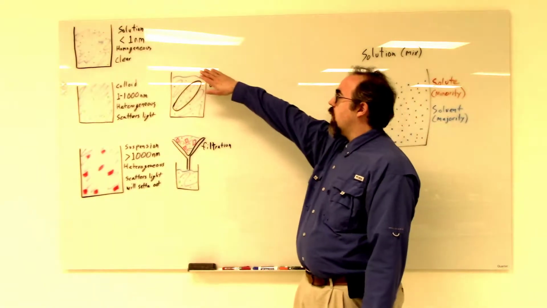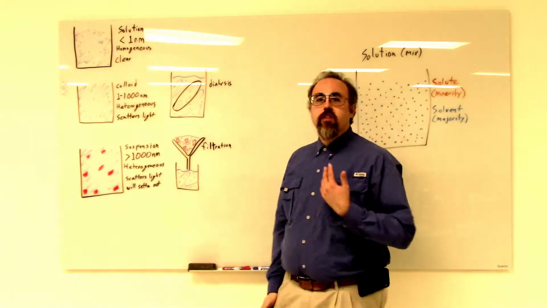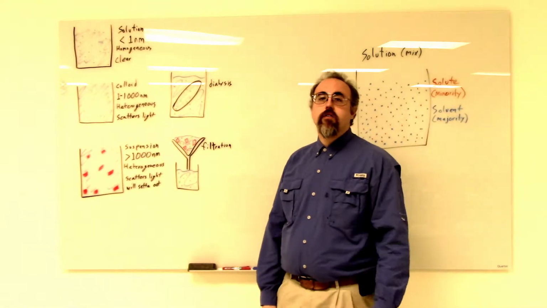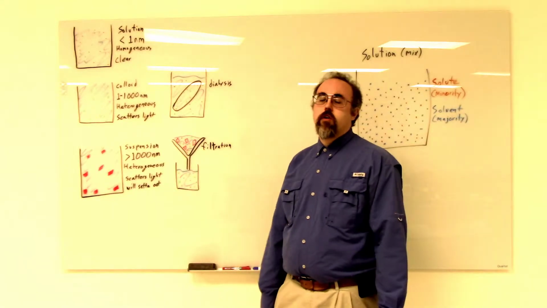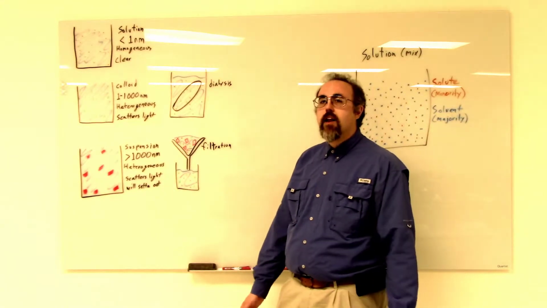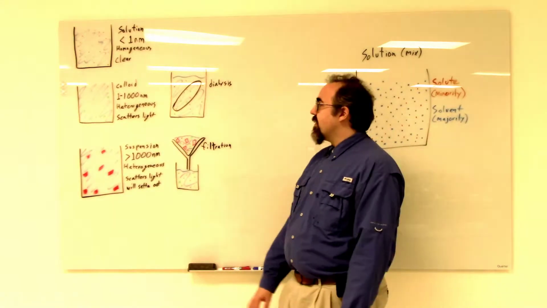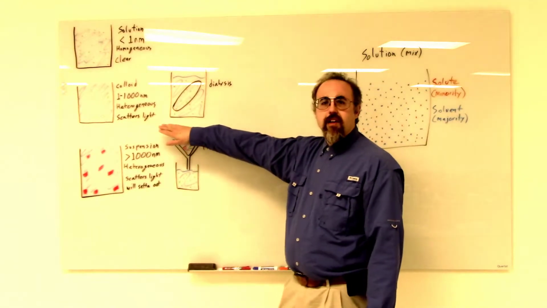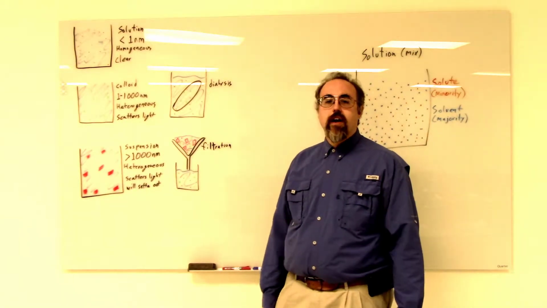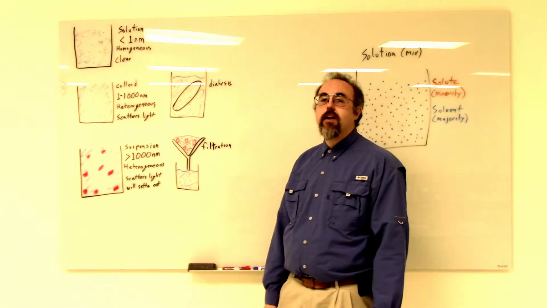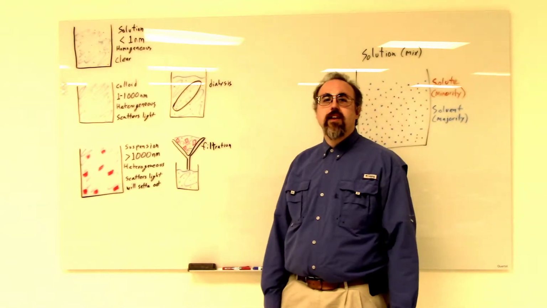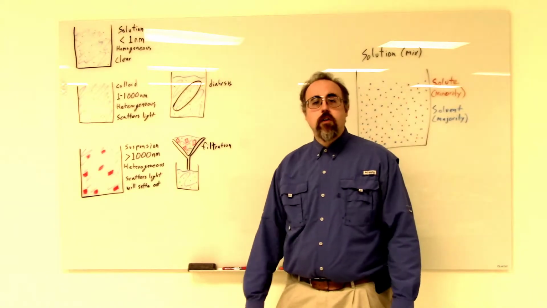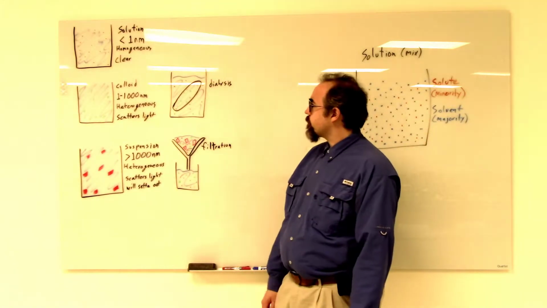Now, solutions are clear. You can see through them. They may be colored, so it doesn't mean they don't absorb light. It means that they don't scatter or disturb the light. You'll be able to see through it, although maybe darkly. That said, colloids, think something like milk, are going to scatter the light, depending on how intense the colloid is. It may depend on how much the light gets scattered. Of course, you can see that with smoke, etc. Other classic cases of colloids.